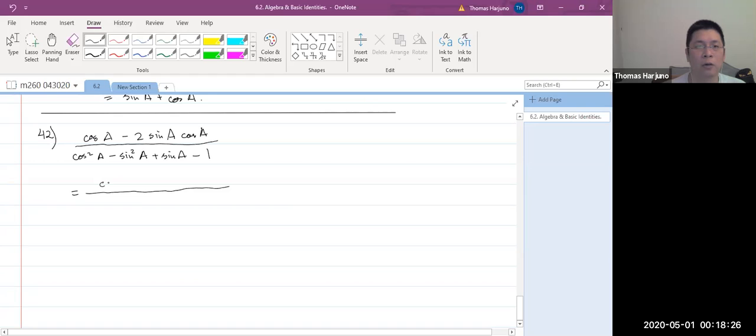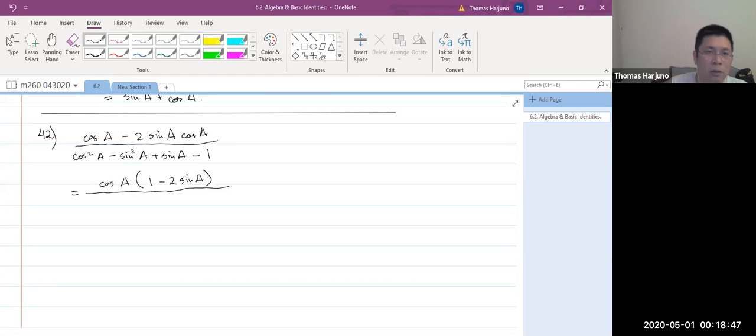We can factor cosine A out, right? So it becomes 1 minus 2 sine A. The reason we want to do factoring is that's the only way we can do canceling on the numerator and denominator. So try your best to fully factor whatever the numerator or denominator.